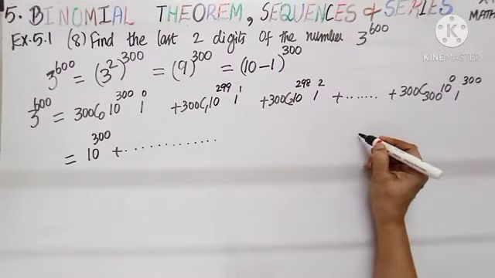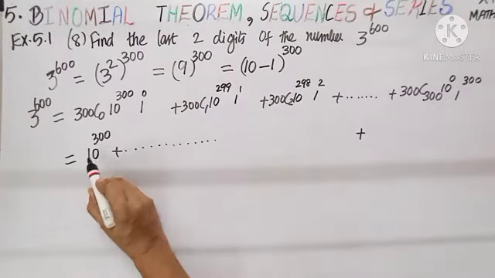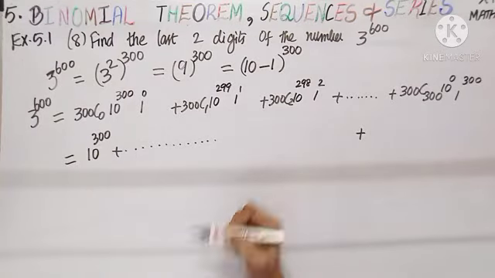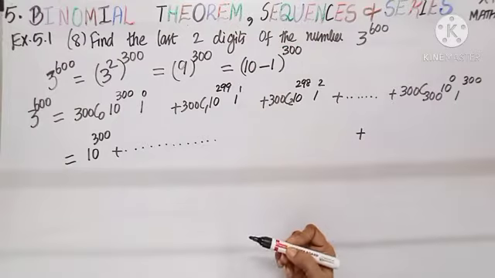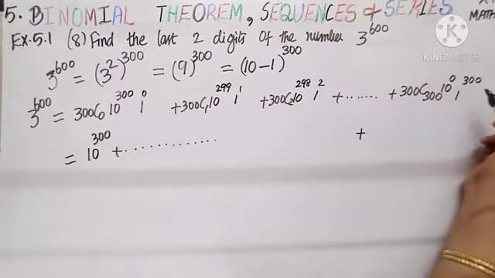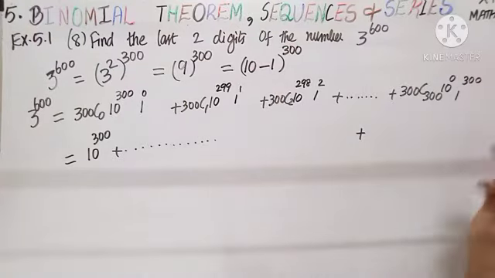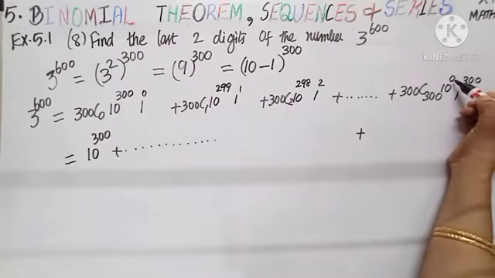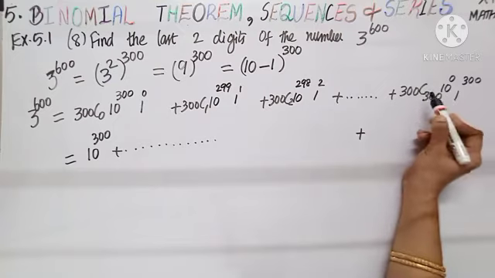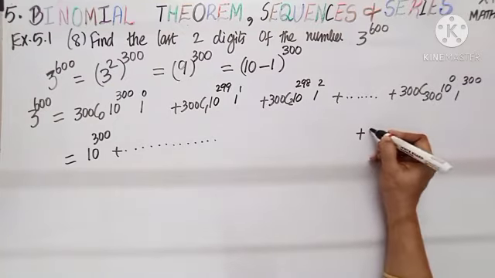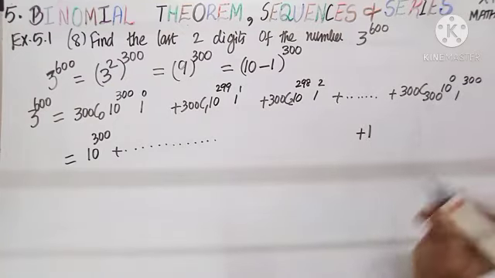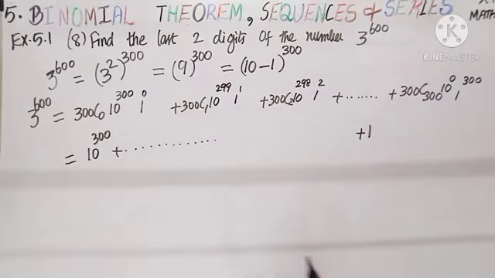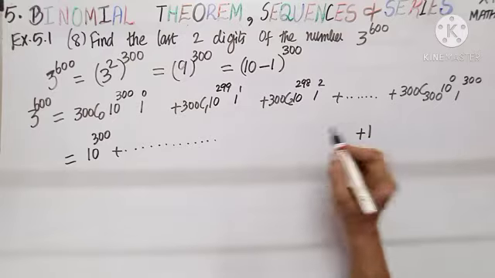What is the last term? Because this is having more zeros, my idea is last two digits. So I am bothered about these terms. 1 power 300, 10 power 0, 1, same number comes, this is also 1. So what is the last number? 1. What would be the previous number? Let me think and write. What would be the previous number?